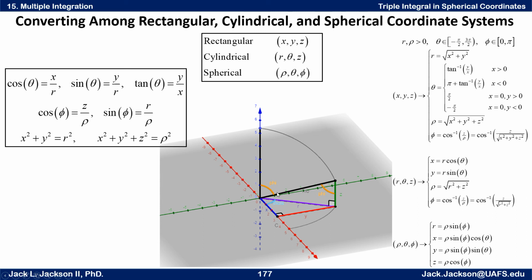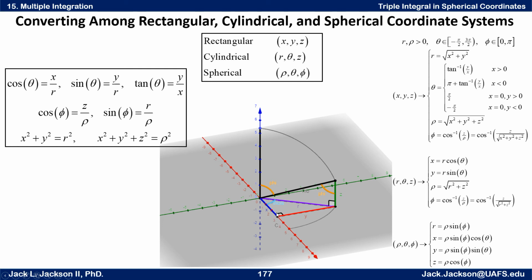Now you'll notice that phi is then this angle that the z-axis makes with this line segment going from the origin out to our point.